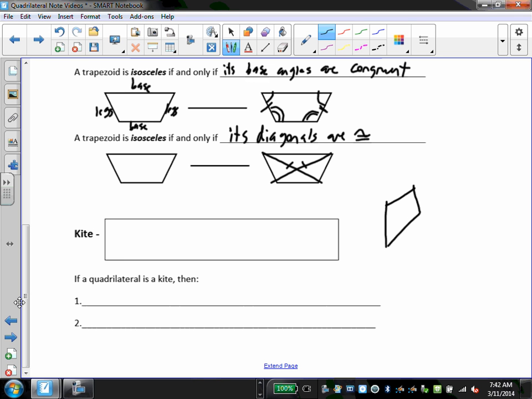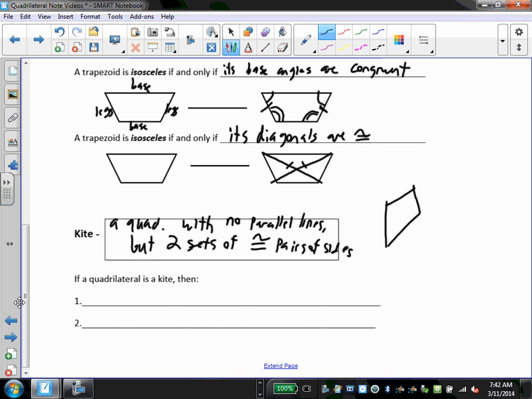And what a kite is, it is a quadrilateral with no parallel lines, but two sets of congruent pairs of sides. And those pairs of sides need to be next to each other. They can't be across the shape. So, for example, these two could be the same, and these two could be the same. And that would make this a proper kite.